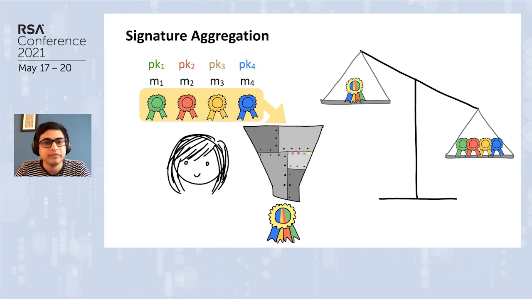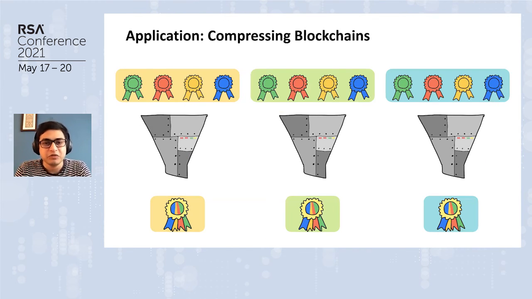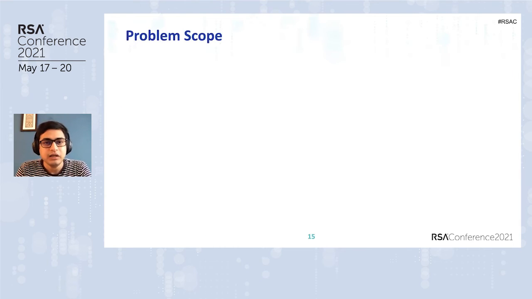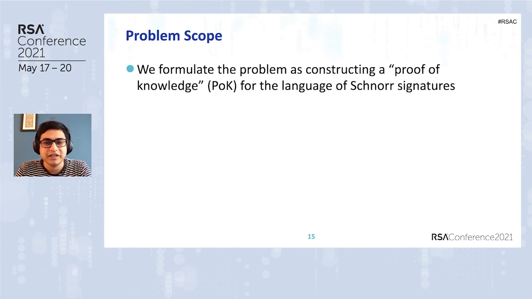As a simple application of such a technique, we can compress blockchain blocks. That is, if we consider each block in a blockchain to be comprised of a number of individual signatures, applying that aggregation machinery, we can shrink these blocks to smaller sizes and save on bandwidth. So the scope of our problem is defined as follows.